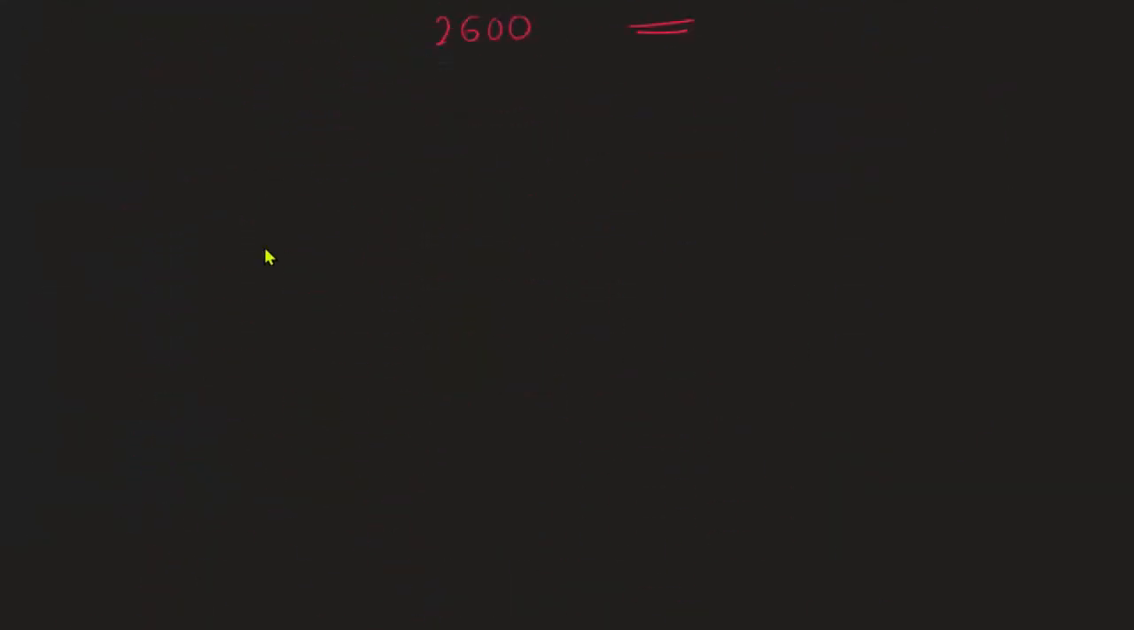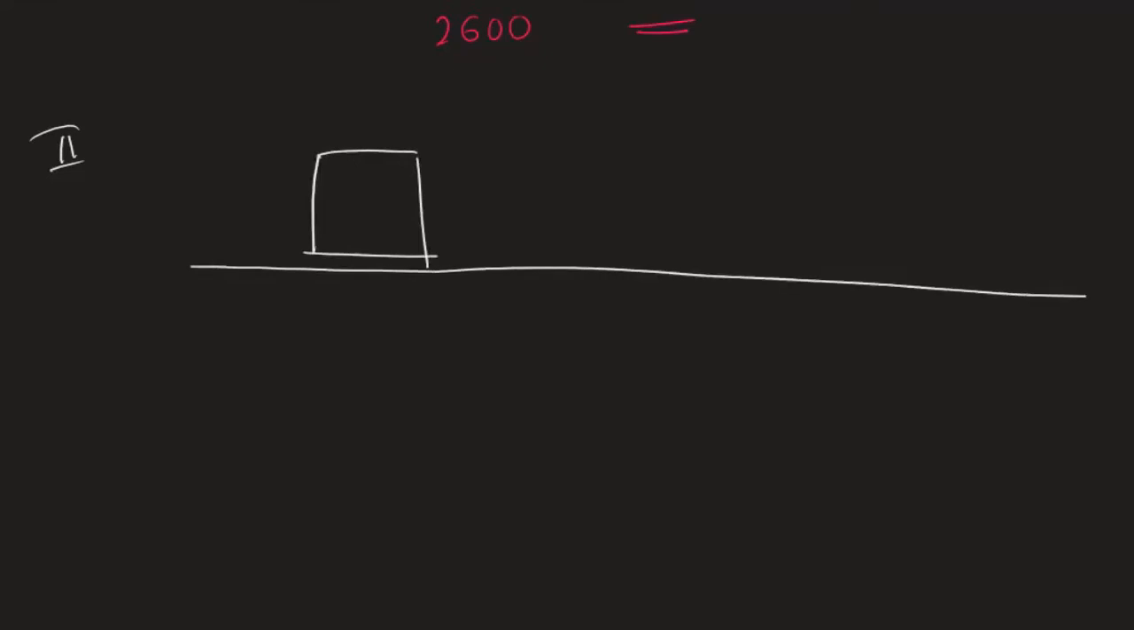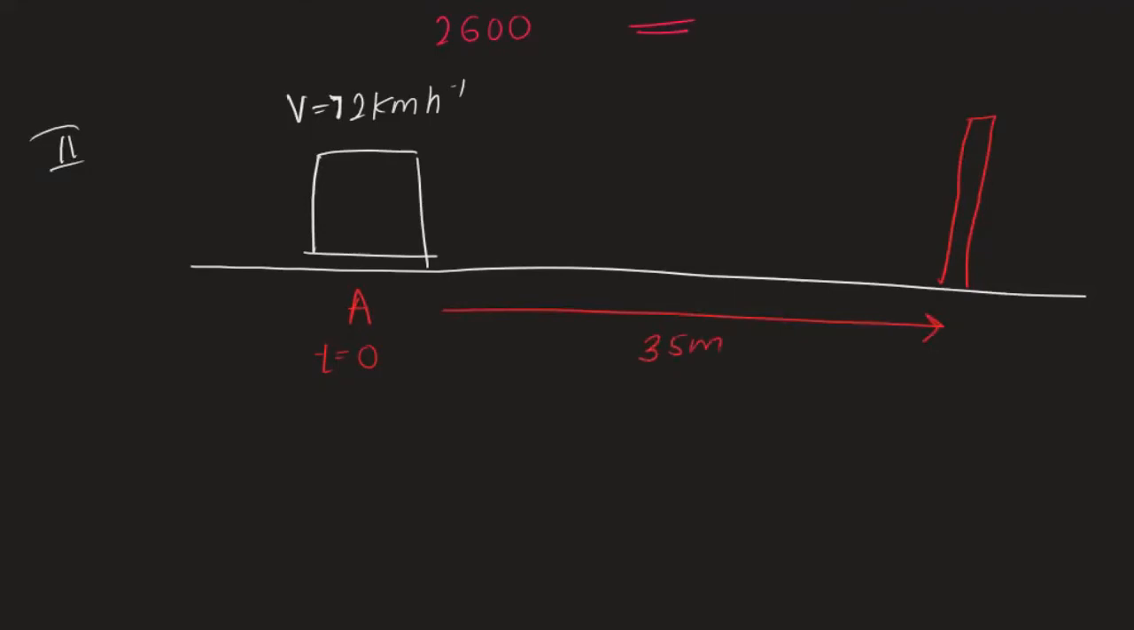Simply, they have once again given the second problem of the fourth main one, right? So let us assume this is the car, this is the horizontal road. Initially it was moving with what velocity? Velocity 72 kilometers per hour, right? Let's assume this point is point A. Just at this point, t equals 0, he saw an obstacle in front of him, which is 35 meters in front.